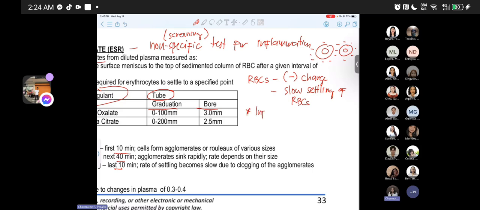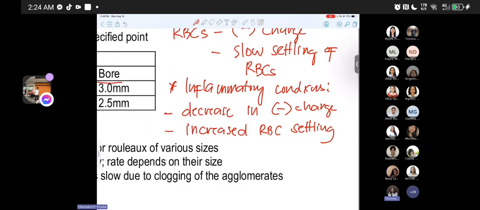In inflammatory conditions, nagkakaroon ng decrease in negative charge. Therefore, nagkakaroon ng increased RBC settling. So if mataas ang ESR, if nagkaroon ng increased RBC settling, it means na merong inflammatory conditions. These inflammatory conditions could decrease the net negative charge, thereby increasing the RBC settling.